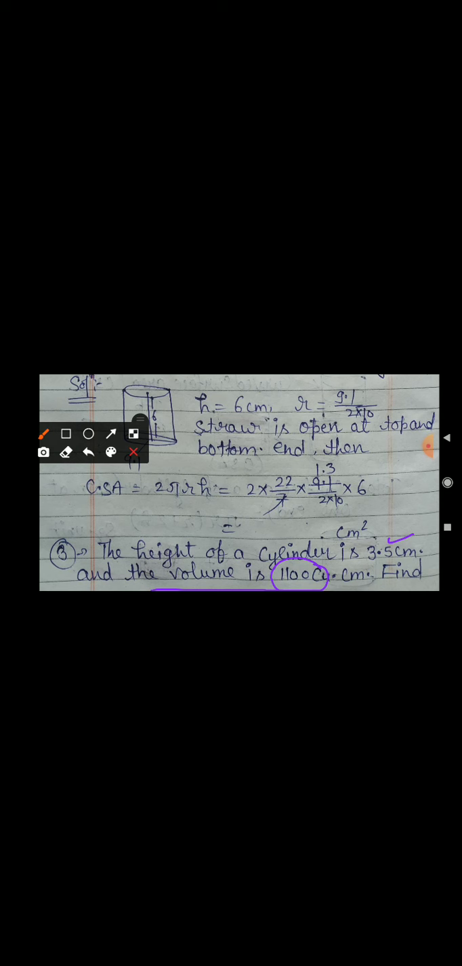Okay, so that's why we have to convert this value to 1100 cubic centimeters. Then after it will say that you have to find the radius and the surface area of the cylinder. So at that time the value of h is equal to 3.5 centimeters.